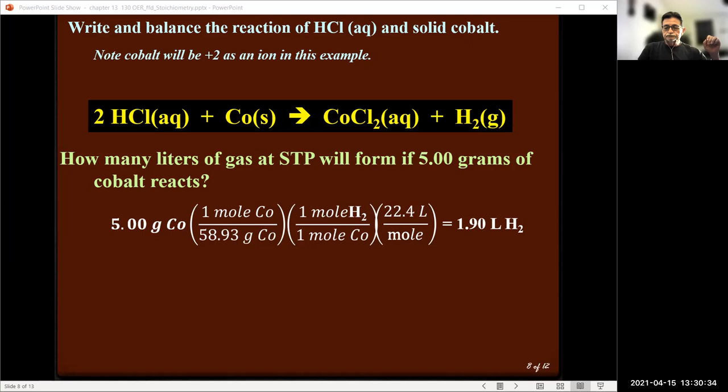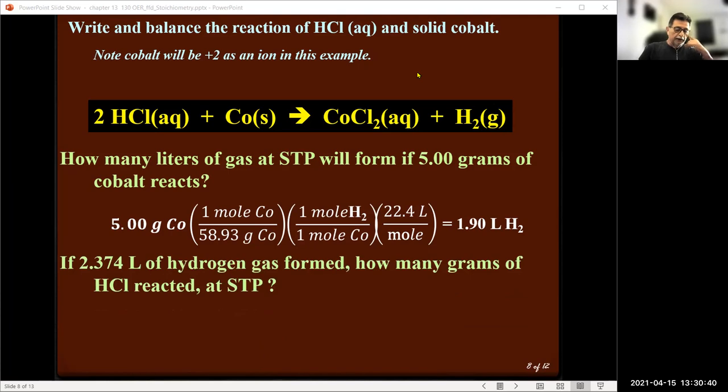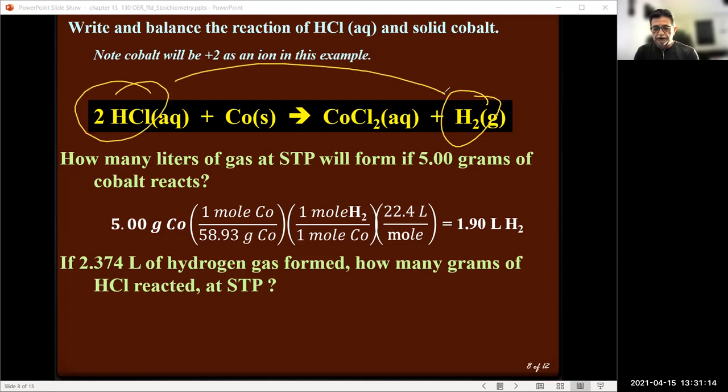All right. So there's that first example. Now, based on that, you might get a second question. For this question, they're asking you, if 2.374 liters of hydrogen gas are formed, then how many grams of HCl reacted at STP? Okay. So I'm not going to do the whole scenario I did earlier. I just continue to use the balanced chemical equation we have. We're going to deal here with HCl and we're dealing with hydrochloric acid. Okay. That's our relationship there.